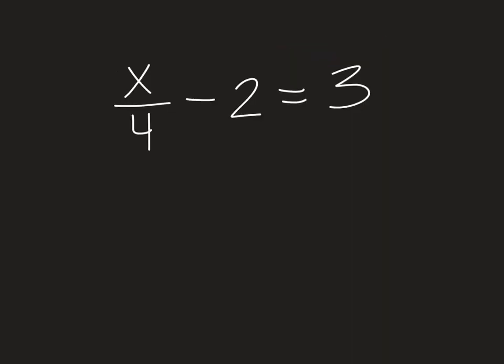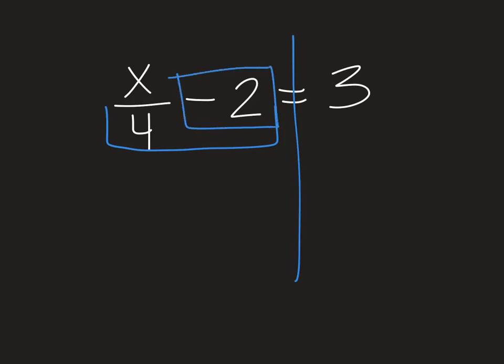Example 4. So I have x divided by 4 minus 2 equals 3. Draw the line through the equal sign. Get rid of, on this side of our equation, anything that does not have the variable. So that will be our minus 2. The opposite of minus 2 would be plus 2. So we're going to add 2 on both sides. The 2's cancel, and then 3 plus 2 is 5.